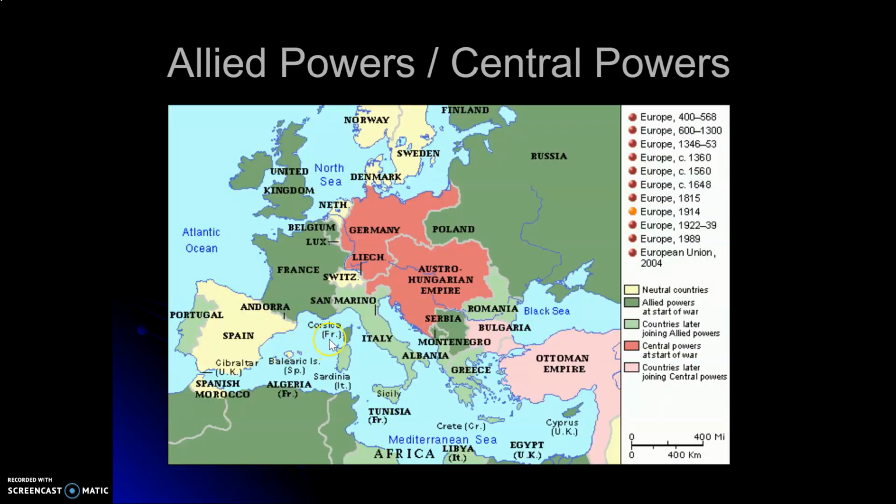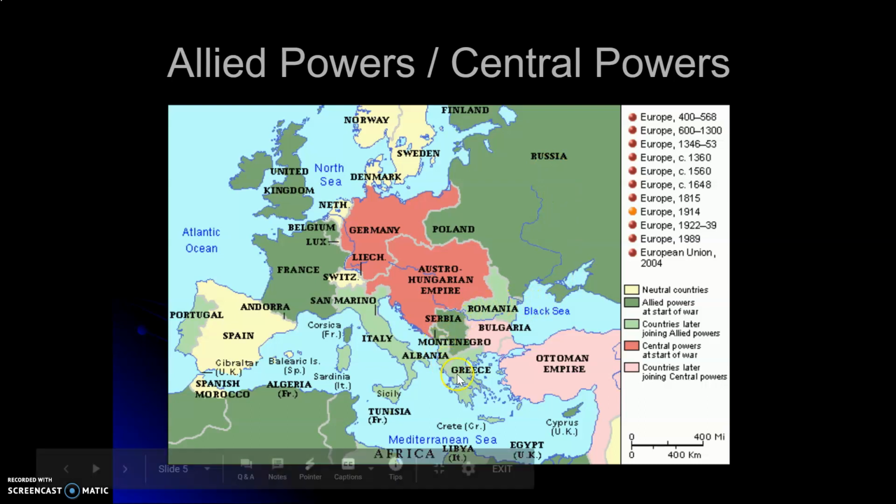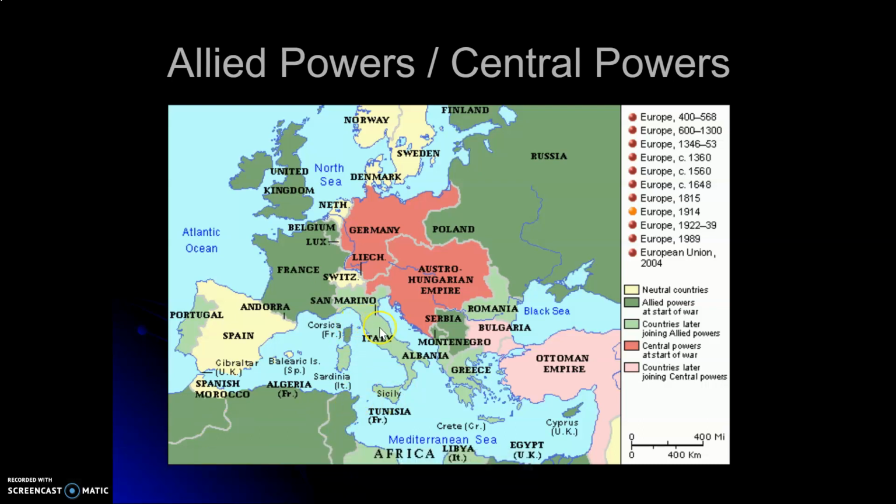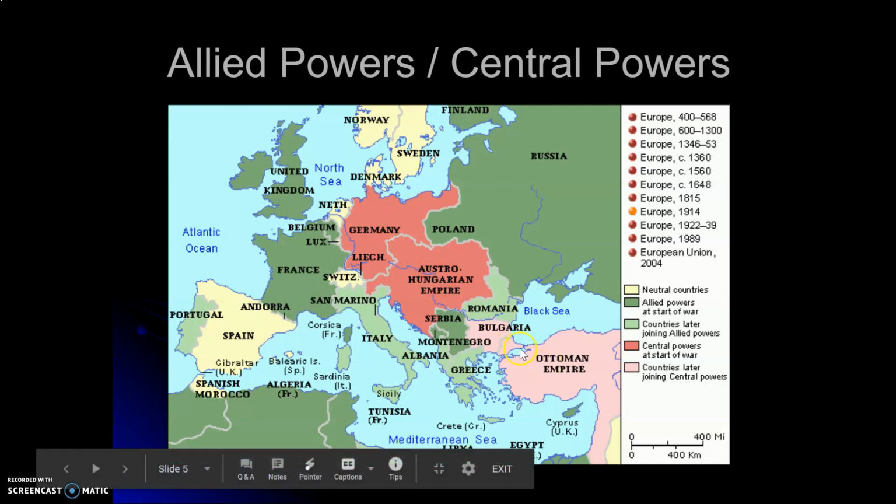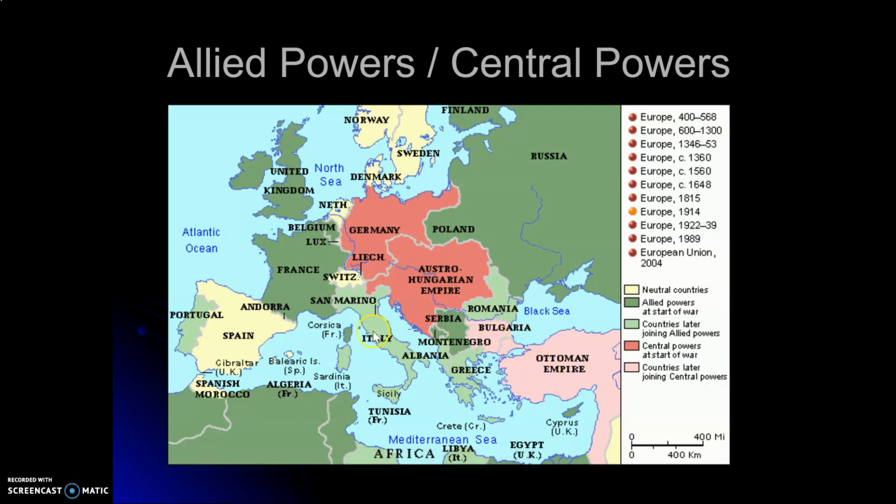When the war breaks out, the Allied powers, or the original Triple Entente powers, United Kingdom, or England, France, and Russia, will be joined by Romania, Serbia, Montenegro, Albania, Greece, a bunch of North African colonies that particularly France controlled, and Italy will flip sides and join the Allied powers. The Central Powers, Germany, Austria-Hungary, will be joined by the Ottoman Empire and Bulgaria.